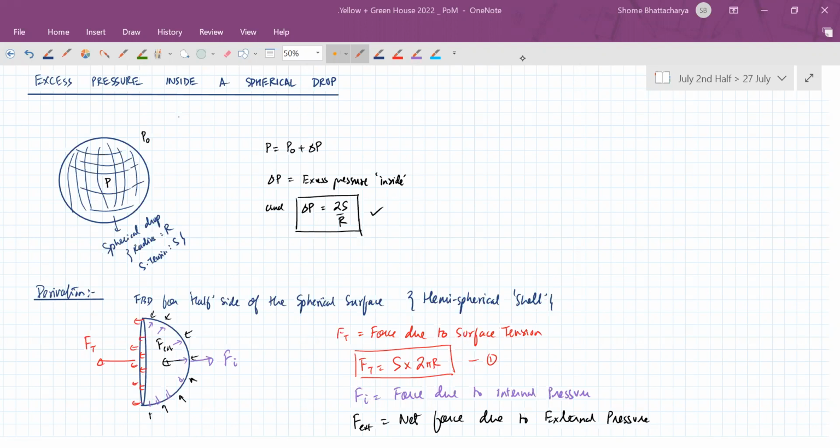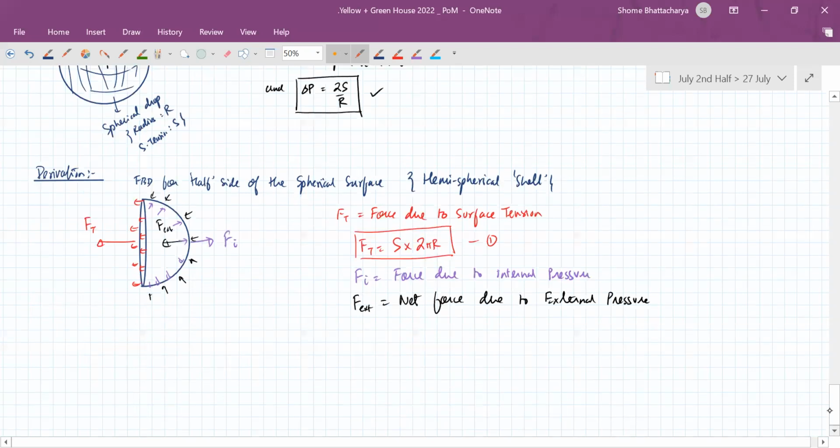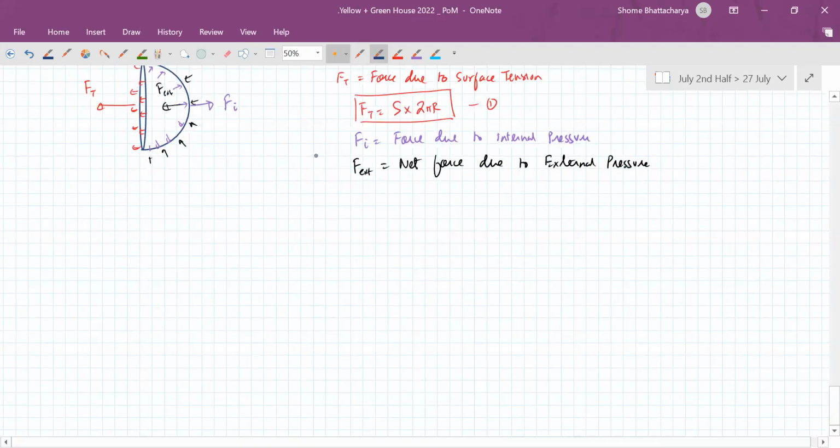Okay, so now let's understand how to calculate these two other forces, the external pressure force and the internal pressure force. So first of all, when you balance the forces here, you'll see this is an equilibrium. So the forces towards the left must balance the forces towards the right. Okay. So the force due to surface tension plus the force due to external pressure must balance the force due to internal pressure.